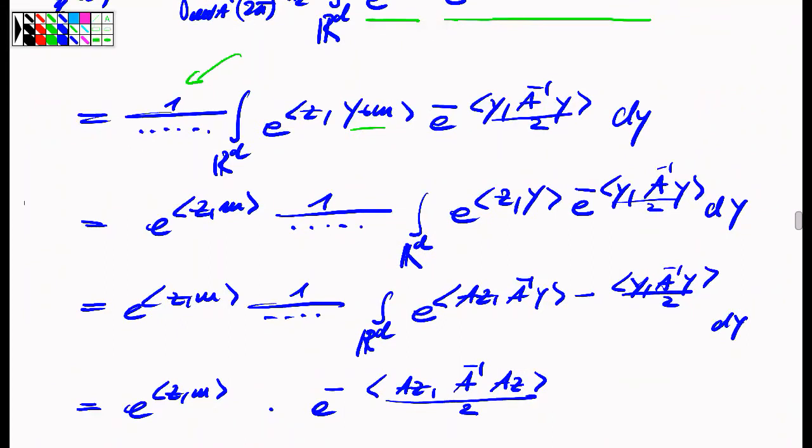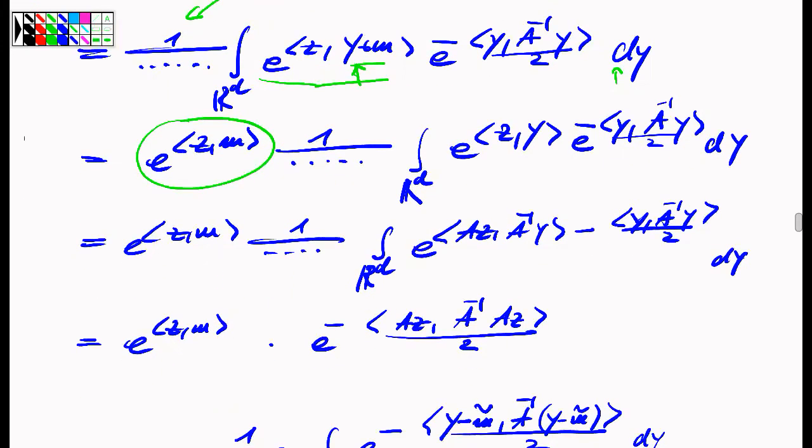The next step is that I decompose this inner product into a sum of two inner products in which one of the two, the y, the integration variable, does not appear, and I take this component as a multiplicative factor in front of the integral because it does not affect the integral except for being a constant factor.